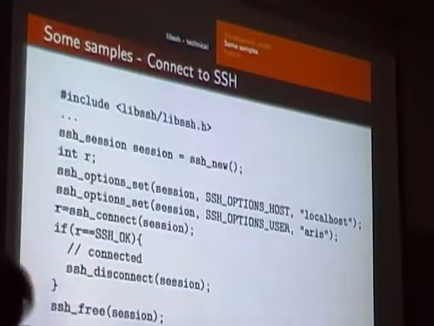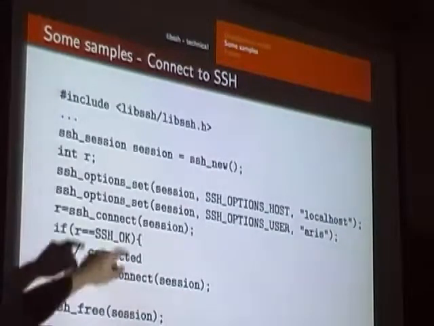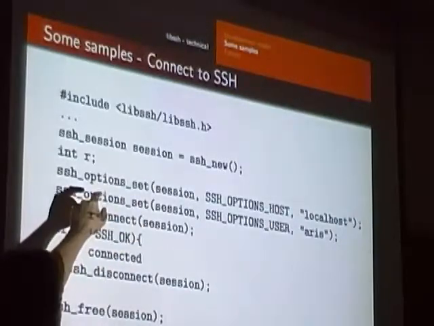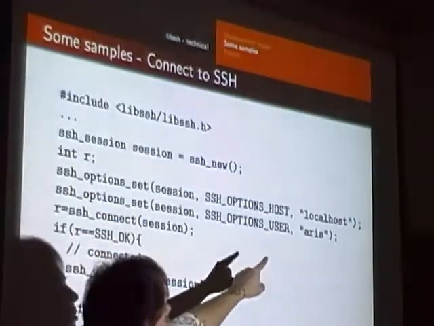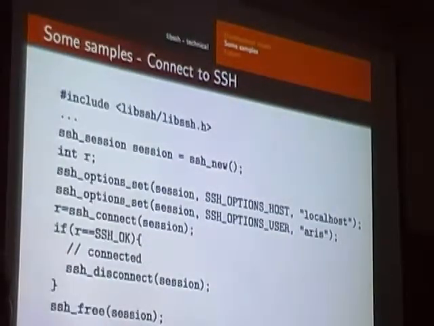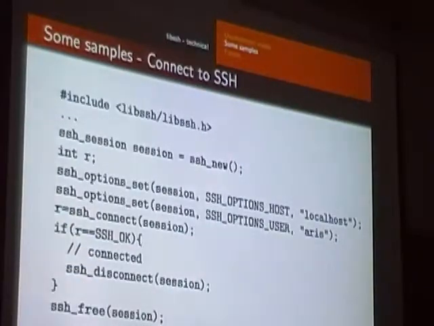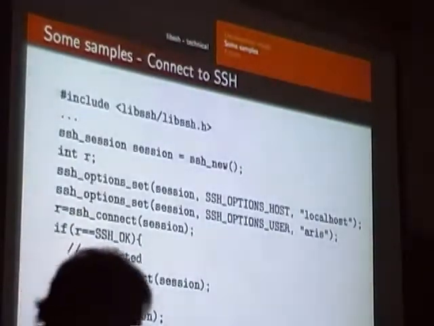Okay, that's a sample of how to connect to SSH. Actually, it's pretty straightforward. You just create an object for the session. Tell it you want to connect to localhost, you want to use the login Paris, you connect, and then you check the return code to see if the connection was successful or not.